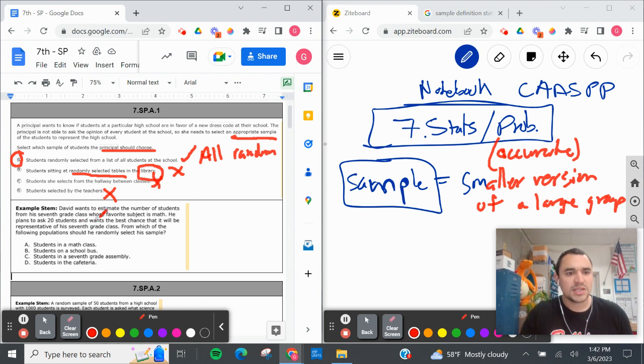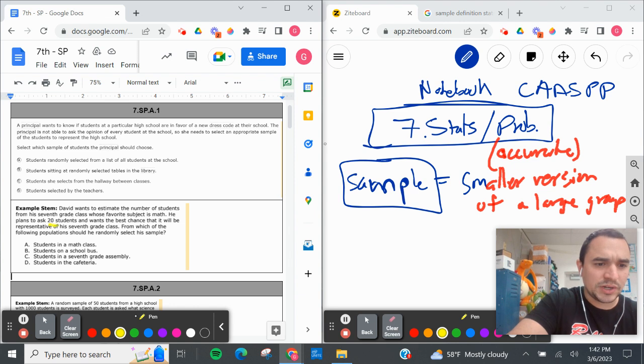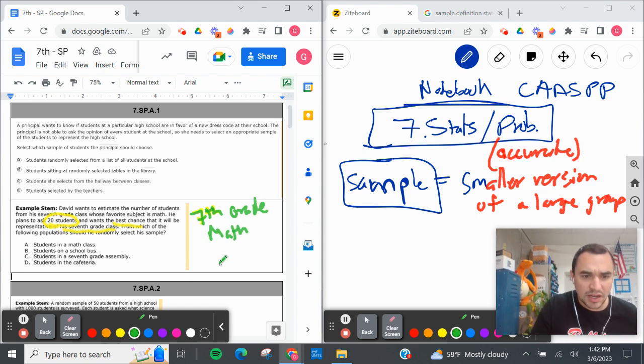Let's go to another example. David wants to estimate the number of students from his 7th grade class whose favorite subject is math. He plans to ask 20 students and wants the best chance that it will be representative of this 7th grade class. So we want 7th grade, let's do green. 7th grade and math. From which population should he randomly select?